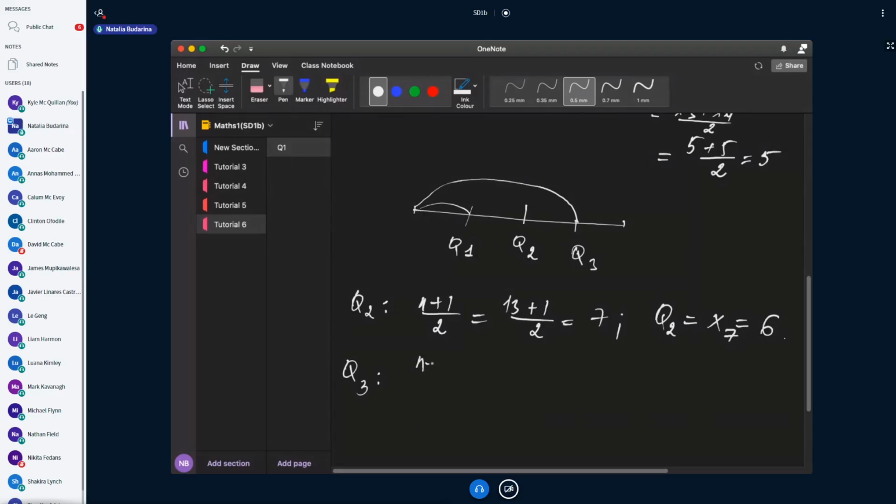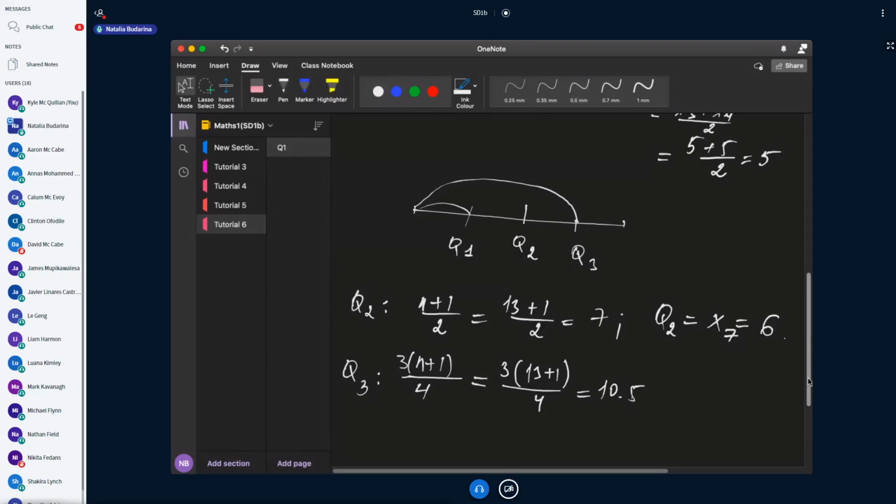And then the third quartile: n plus 1 multiplied by 3 divided by 4. You can see 3 over 4 is 75%; this is where it came from. So 3 times (13 plus 1) divided by 4. If you find this number, it is 10.5. So it's not x10, it's not x11, it's somewhere between them.